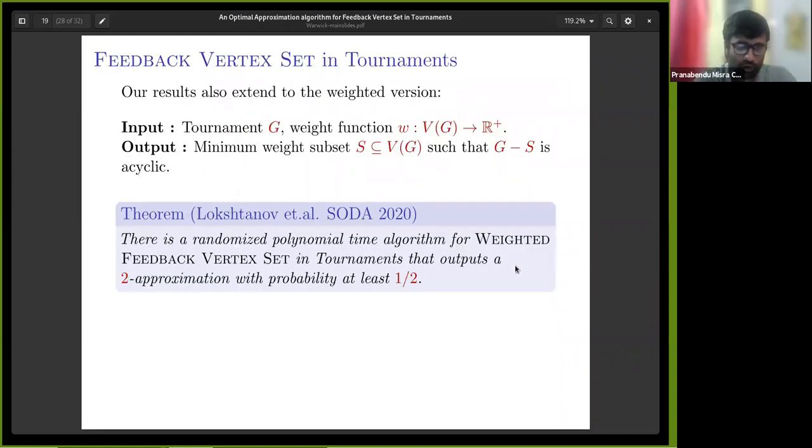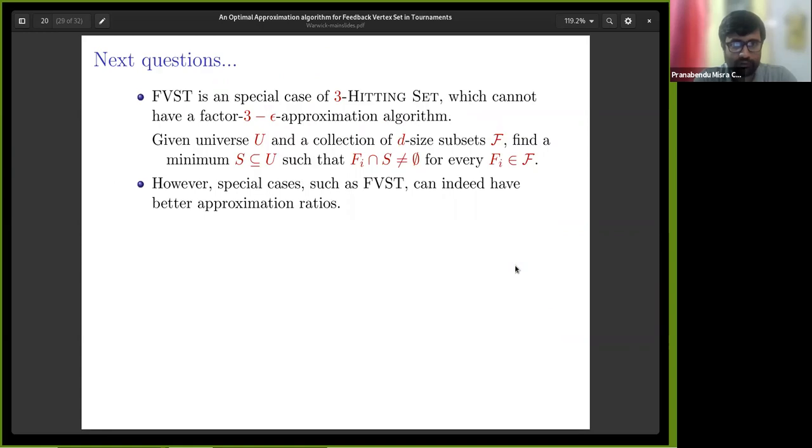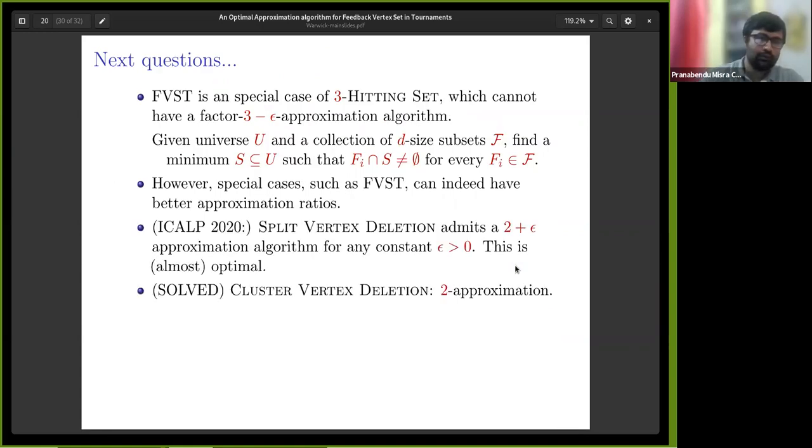Okay, so after our work was published, you can think of this problem as a special case of hitting set. Essentially, you have a universe and a set of, let's say, d-size tuples of this universe, and your objective is to find a subset of elements which occur in every one of these tuples. Specifically, feedback vertex set in tournaments is a special case of this 3-hitting set problem. Each triangle is a tuple of size 3, and you're trying to hit all these tuples.